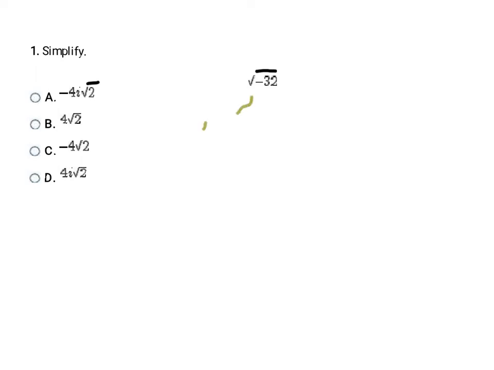So I'm going to have the square root of -1, and then I'm going to look at 32. What's the largest perfect square number that divides out of 32? Well, I have 16. And 16 times 2 is what gives me 32. So that's how I'm going to break down -32 to simplify this square root.